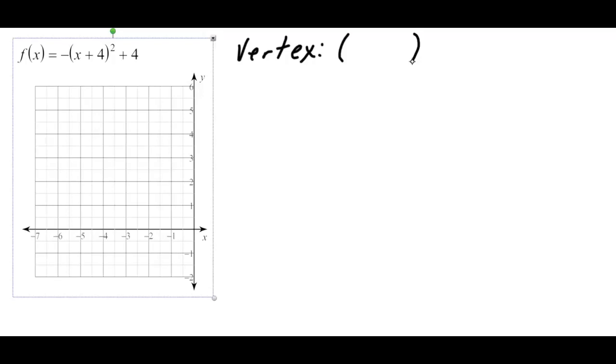So your vertex, to find the x of the vertex, all you're going to do is take this right here, you're going to set it equal to 0. Subtract your 4 from both sides, so x equals -4. And then to find the y-coordinate of your vertex, just like when we were graphing those absolute values, this number right here, that's the y-coordinate of your vertex. And that's it, -4, 4.